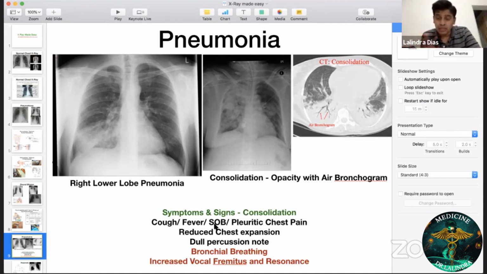Among all the causes of pneumonia in the whole world, what is the commonest cause? The commonest cause of pneumonia is Streptococcus pneumoniae. Then you have the atypical organisms, that is Mycoplasma, Legionella, and Chlamydia. But the commonest cause in the whole world is Streptococcus pneumoniae among the bacterial causes.